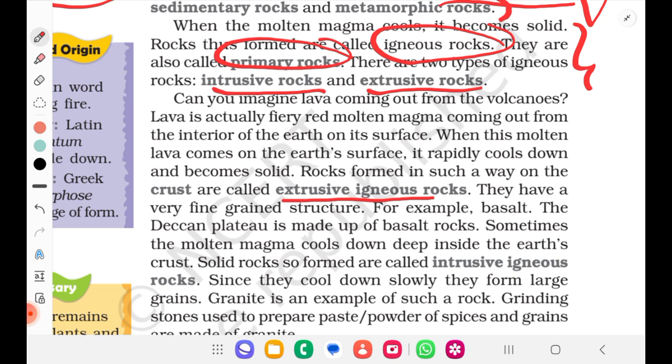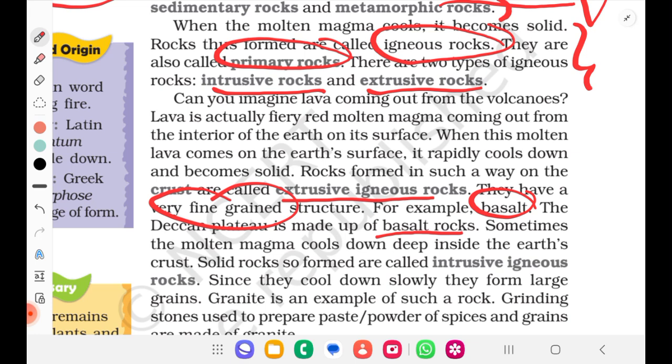They cool quickly also. They have a very fine grain structure. So because they cool quickly, they have fine grain structure. Okay. For example, basalt. So basalt is an example of extrusive igneous rocks. This is one of the PYQs. They'll give different kinds of rocks and ask a kind of match the following. The Deccan Plateau is made up of basalt rock. One such example is the Deccan Plateau.